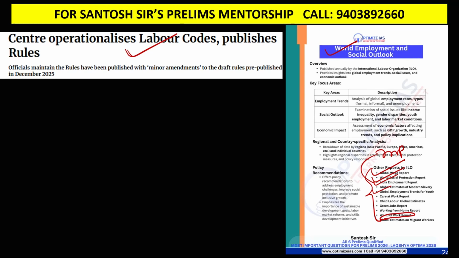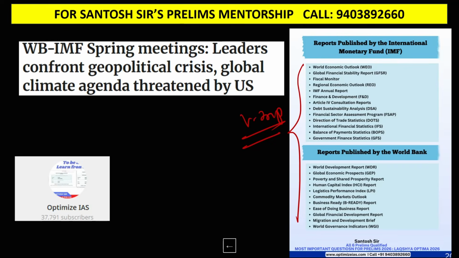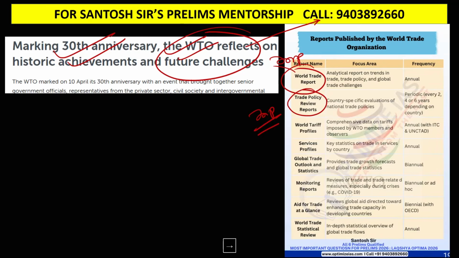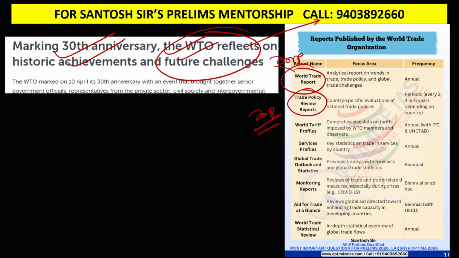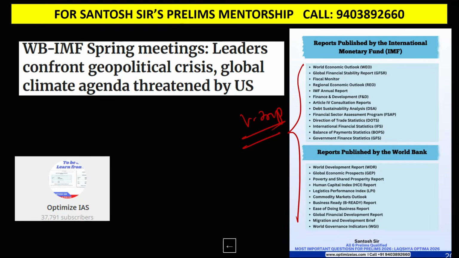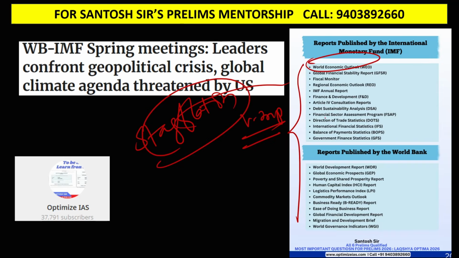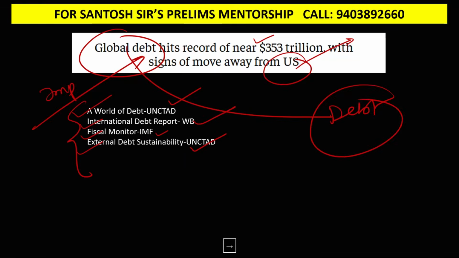So you can see all the major international organization, whether it is World Bank and IMF, then the WTO, and then the ILO. All these four are very important international organizations, and all of them are in news for a reason. I have given you reason. For example, WTO 30th anniversary. Why IMF and World Bank? Because there is an economic crisis. The world is staring at stagflation. So these reports are very important.